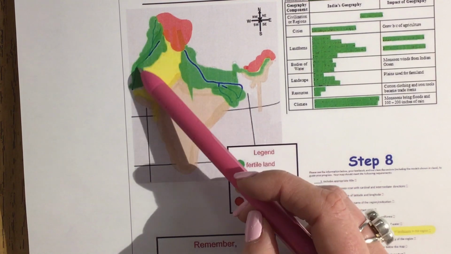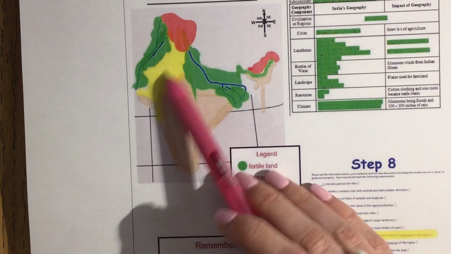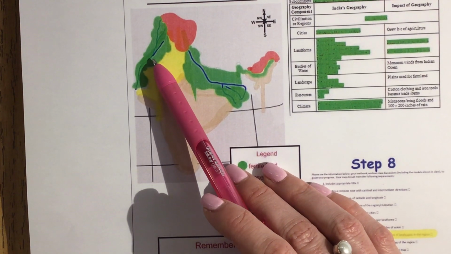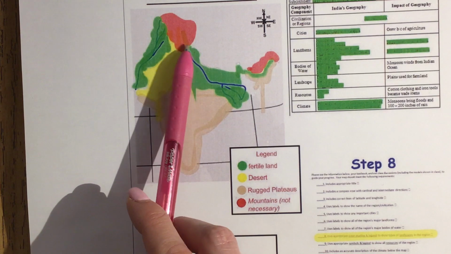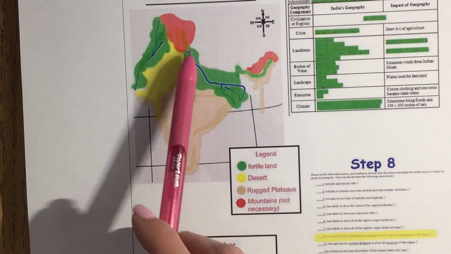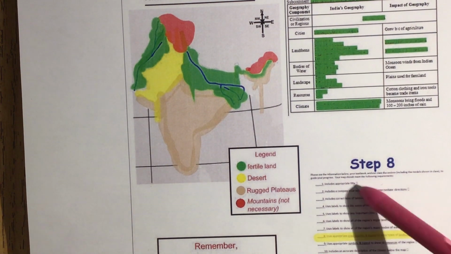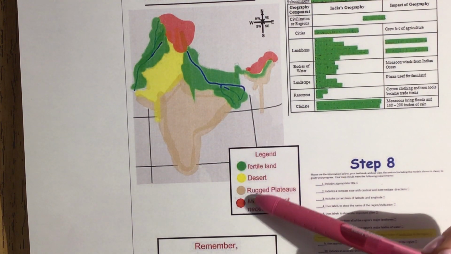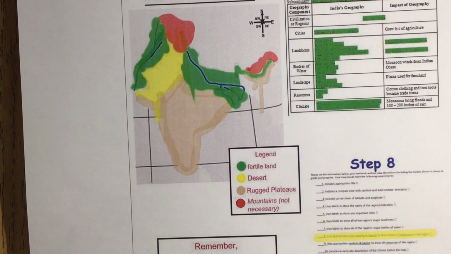You did not have to color green up around the Indus River since it's outside the borders of India. I did just because it's fertile there. And then I added a separate color for mountainous up here. However, if you made your rugged plateaus extend all the way up into here or even all the way over here, that's totally fine as well. So what I'm looking for, you should have 3 colors in your legend. A 4th one is fine. And then it should look about like this, okay?